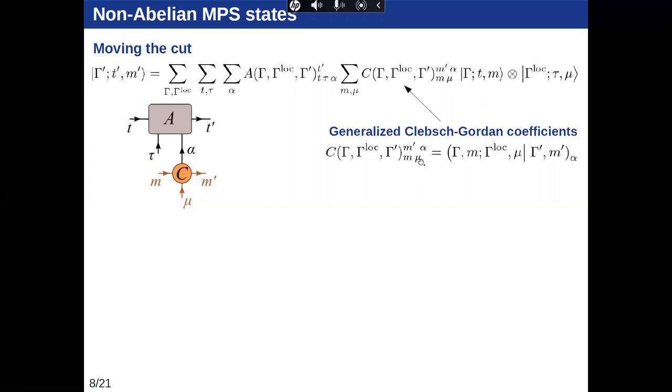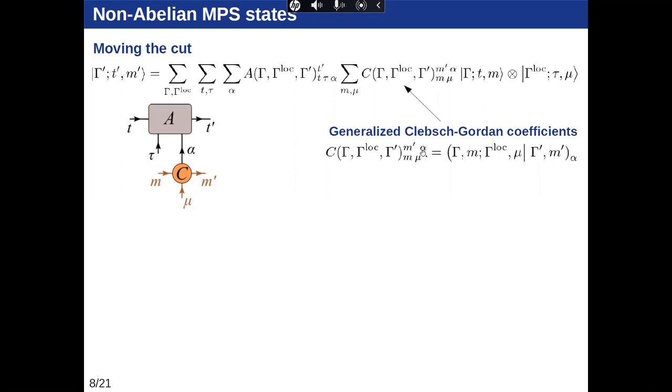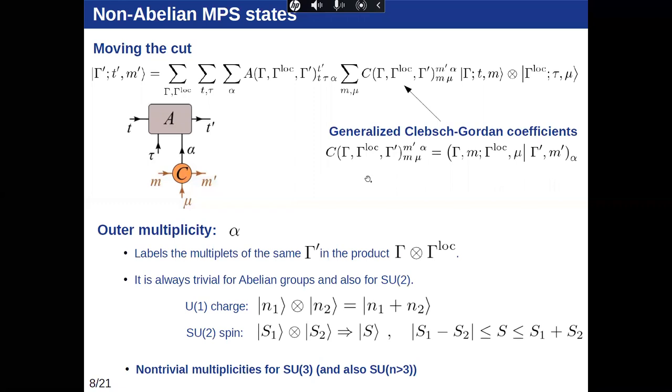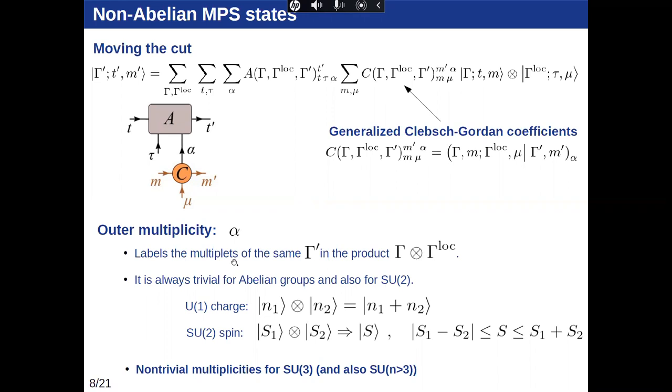However, contrary to the usual SU2 group, I have an additional label alpha. This additional label alpha is called the outer multiplicity. This appears in the general case, but doesn't appear in the SU2 case. It labels the multiplets having the same gamma prime. So I can arrive at a situation where I get the same gamma prime representation many times in the product of gamma cross gamma local.